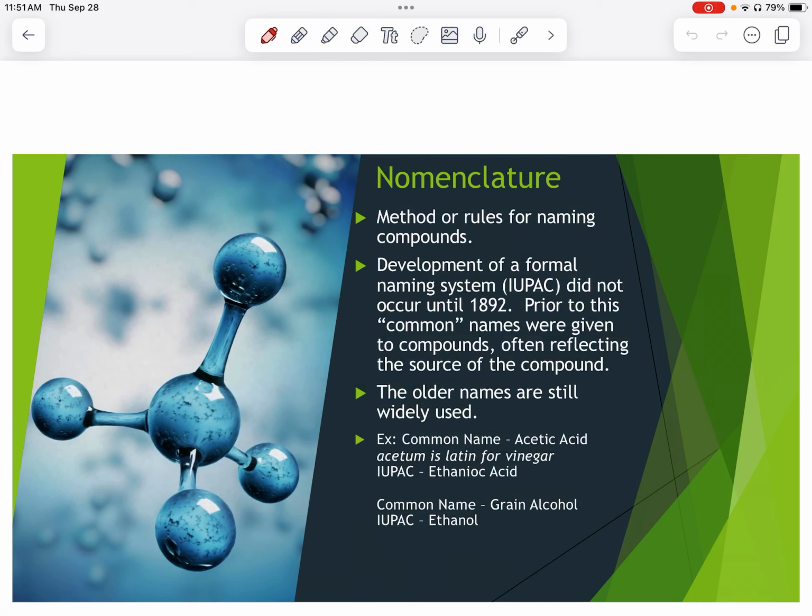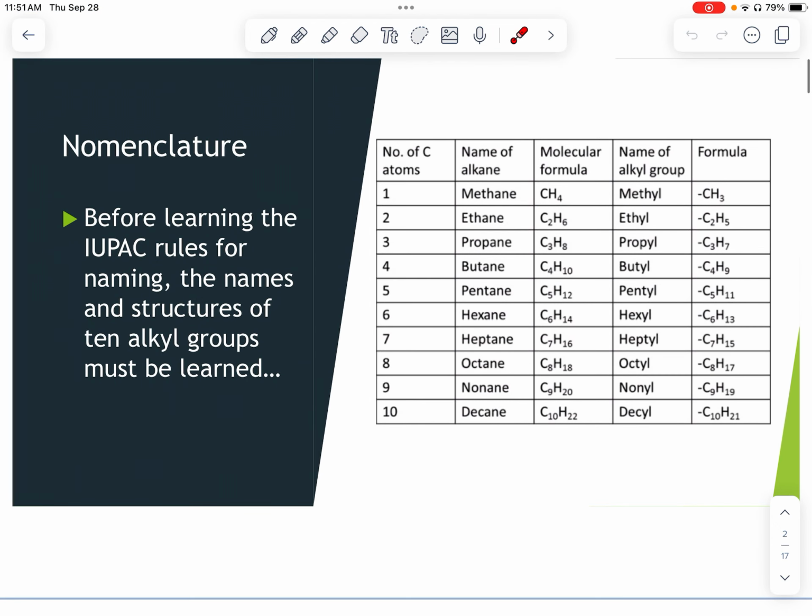Let's talk about nomenclature. Nomenclature is a method or rules for naming compounds. It was developed by IUPAC and didn't occur until almost the 1900s. Prior to this, common names were used, which is why we have old names like vinegar or acetic acid instead of ethanoic acid, and grain alcohol instead of ethanol. Those old names are still used a lot today.